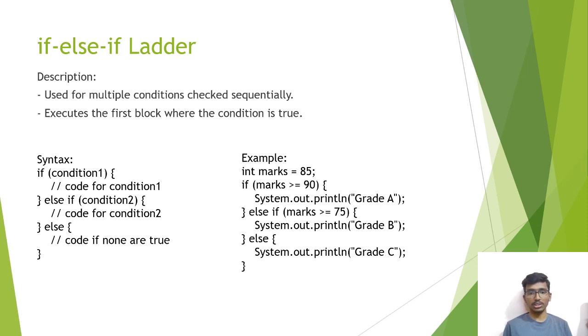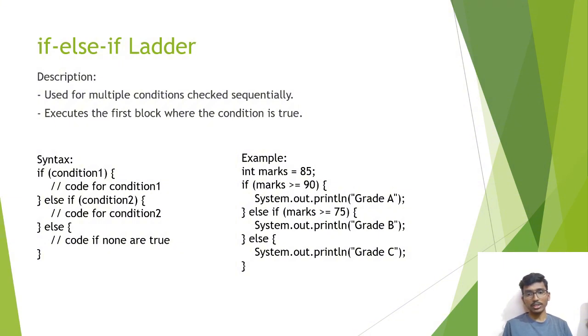Let's move on to examples. We are initializing marks is equal to 85, and the condition we are giving is marks is greater than or equal to 90. If this condition is true, we'll get a statement as grade A. Means if the marks is greater than or equal to 90, we'll get the printed statement as grade A.